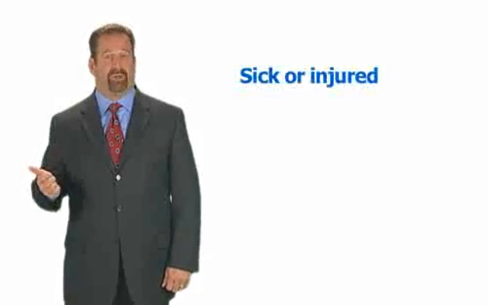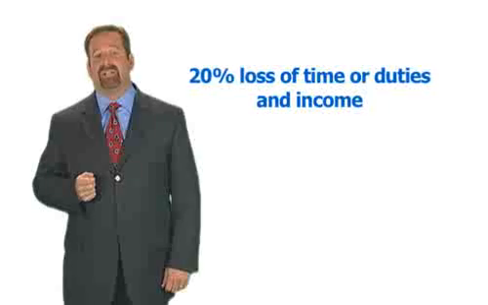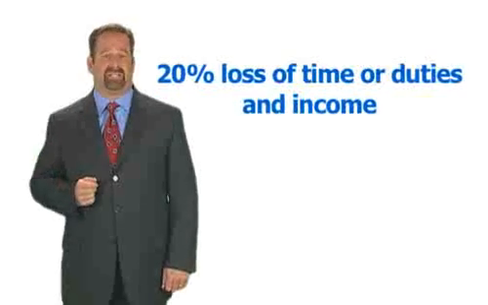So now you know the basics of a disability policy. Let's take a look at how they work. In order to be considered disabled under the policy, you need to be sick or injured, under a physician's care, and the illness or injury must be causing at least a 20% loss of time or duties, and a 20% loss of income. Now, did you get all that? Let's go over it again.